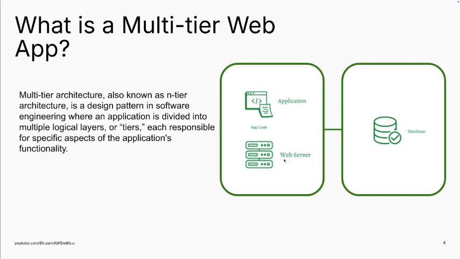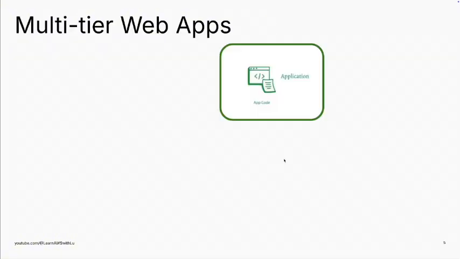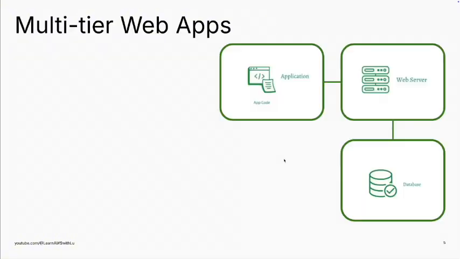such that an application is divided into multiple logical layers or tiers, each responsible for specific aspects of the application's function. A multi-tier application could also go this far, where the application is on one server, the backend logic is on another server, and the database is on another server. So this application is split into layers or tiers, each with specific roles.